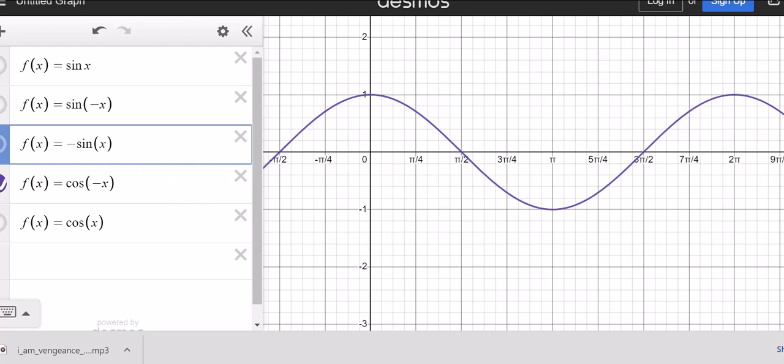Right, here's cosine of negative x. Here's cosine of x. Turn that one off. Turn it back on. Turn this one off. It's the same graph. So because cosine is an even function, the negative inside that affects the b doesn't really affect the b.